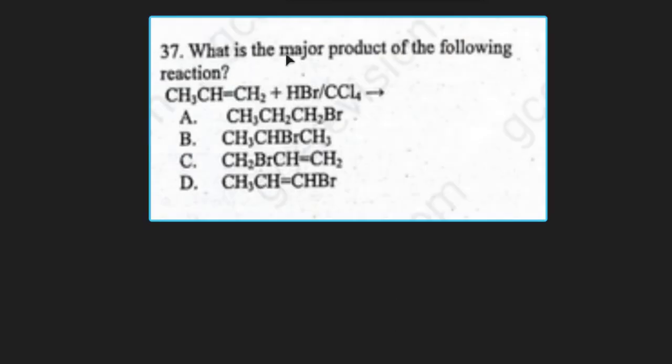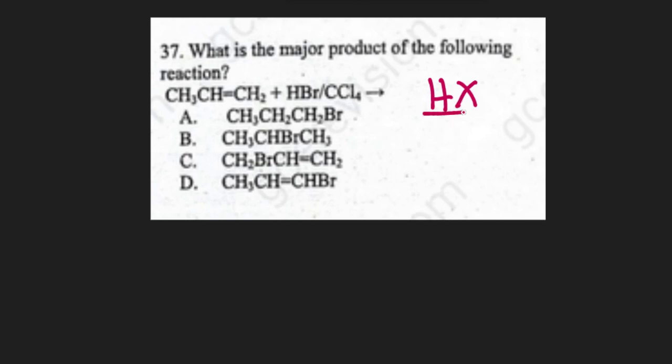Question 37. What is the major product of the following reaction? We have propene reacting with hydrogen bromide in the presence of carbon tetrachloride. In this reaction, we talk about Markovnikov's rule. And Markovnikov's rule states that when an unsymmetrical reagent is added to an unsymmetrical alkene such as propene, the hydrogen atom in the reagent will attach itself to the unsaturated carbon with the highest number of hydrogen atoms.